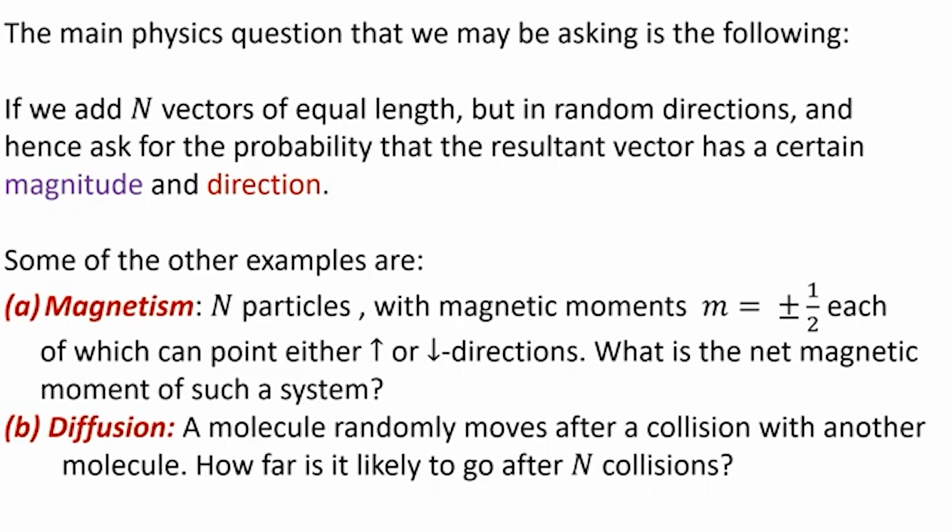And what are the examples of such a physical phenomenon? Magnetism is one such phenomenon, where we talk about n particles, each one with magnetic moments m equal to plus half or minus half, which can either point in the up direction or the down direction. So, we ask the question, what is the net magnetic moment of the system, which is the same as what we have asked earlier, that if you add them vectorially, where do you land as compared to your initial configuration. So, what is the net magnetic moment of the system?